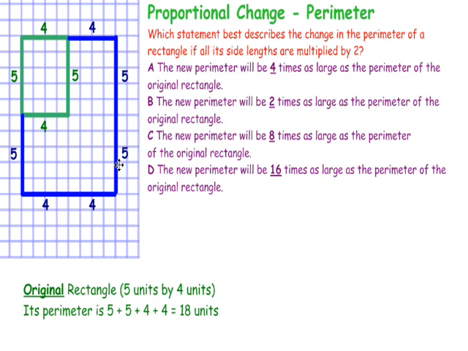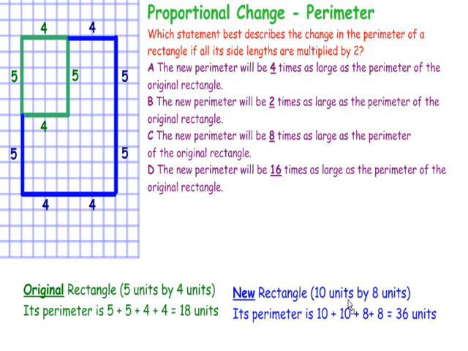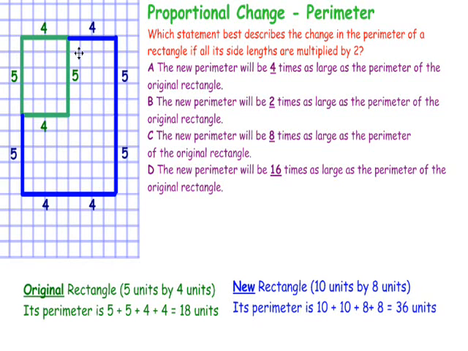The perimeter of my new rectangle is 10 plus 10 plus 8 plus 8, for a total of 20 plus 16, or 36 units.